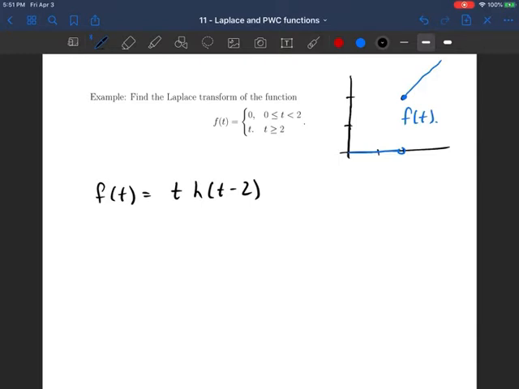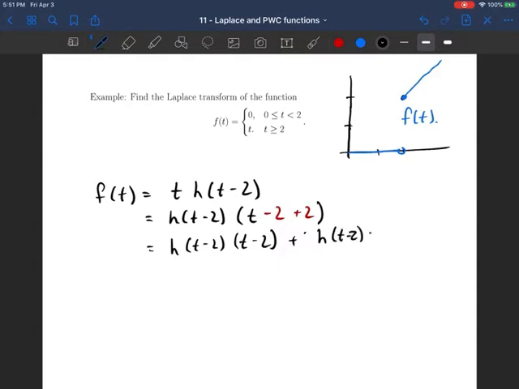Right? So in order to use the functions that we have, we want to have the shift, we want to have this t match up with the t minus 2 inside. So we can do that by a little bit of algebraic manipulation. So it's going to be h of t minus 2 times t. And now what I'm going to do is just subtract a 2 and add a 2, just to get things to match up. So nothing has changed there. And now I can write it as h of t minus 2 times t minus 2 plus h of t minus 2 times 2.